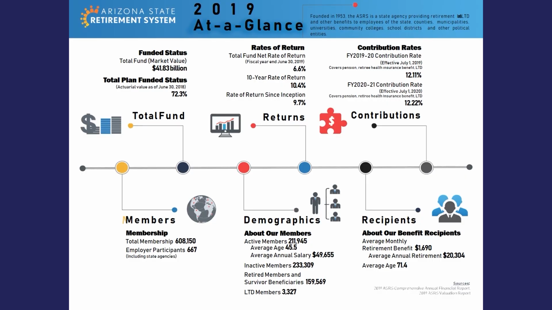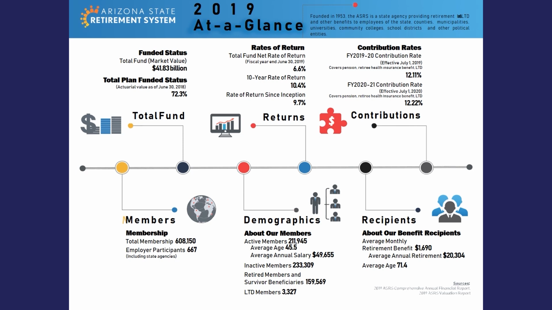This is a guide. It's also available on our website. It gives you a snapshot of the funded status of the retirement system. As of 2019, our market value was just over $41 billion. The funded status was at just over 72%. The rate of return was 6.6%. The 10-year rate of return was 10.4%. And since inception, which goes back to 1953, it's 9.7%.